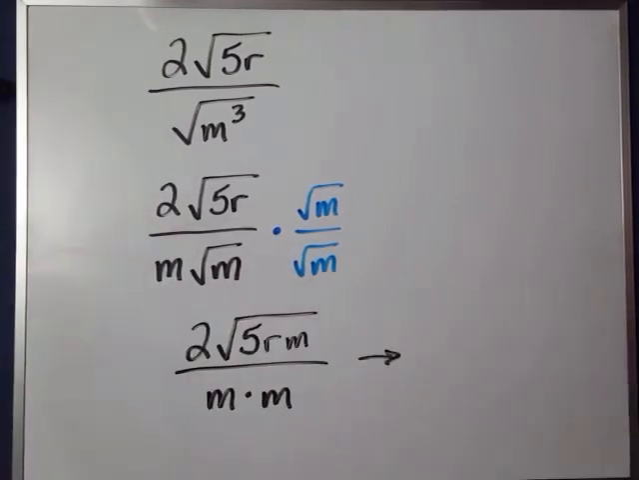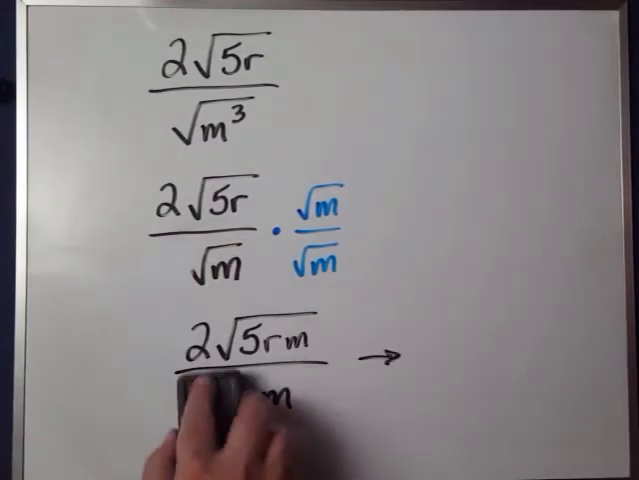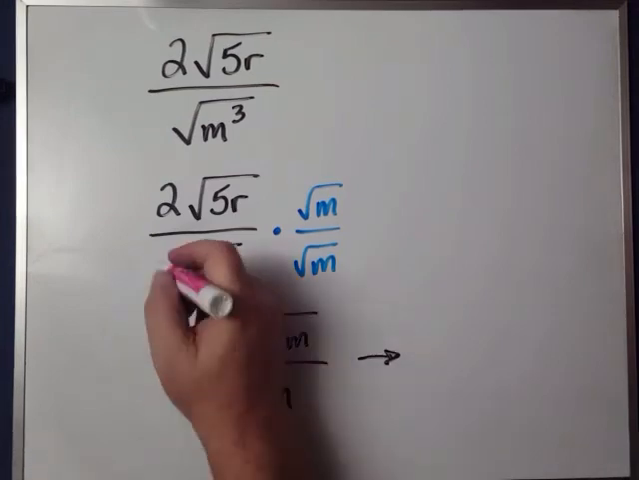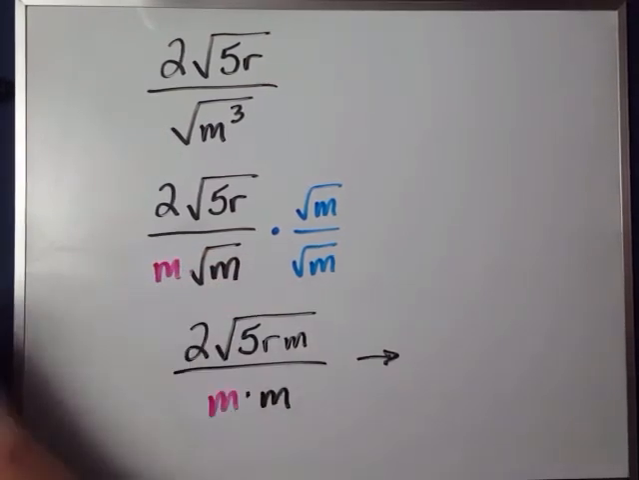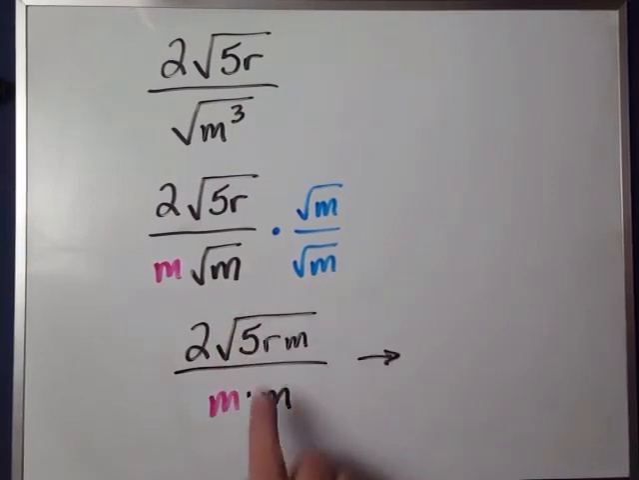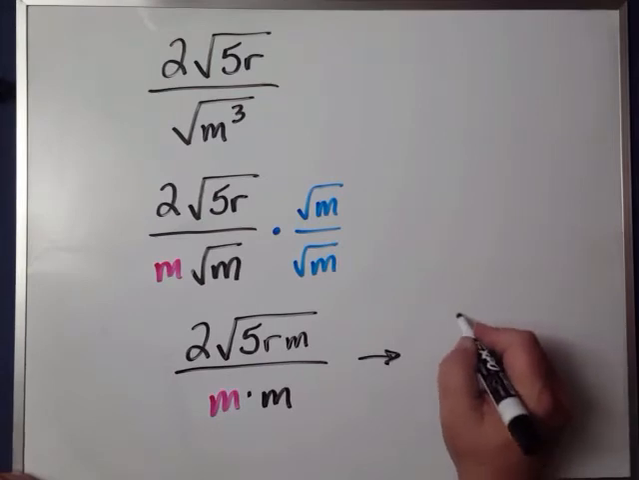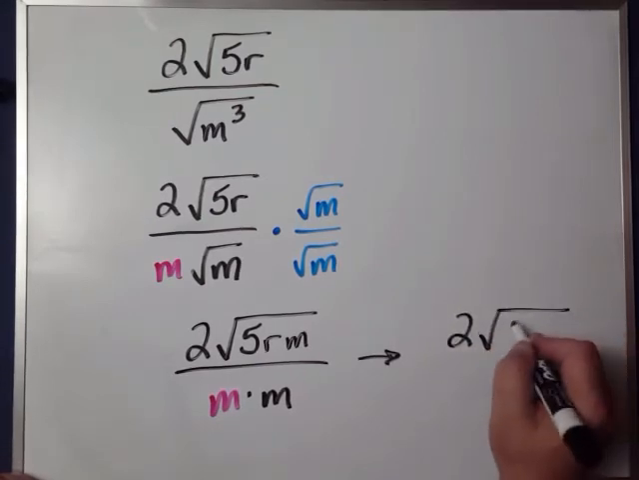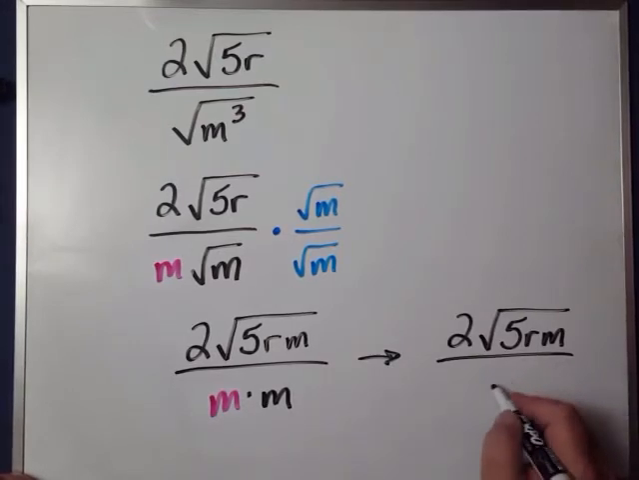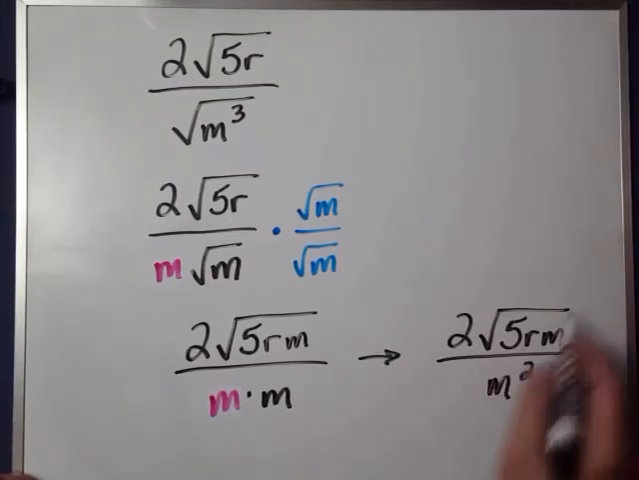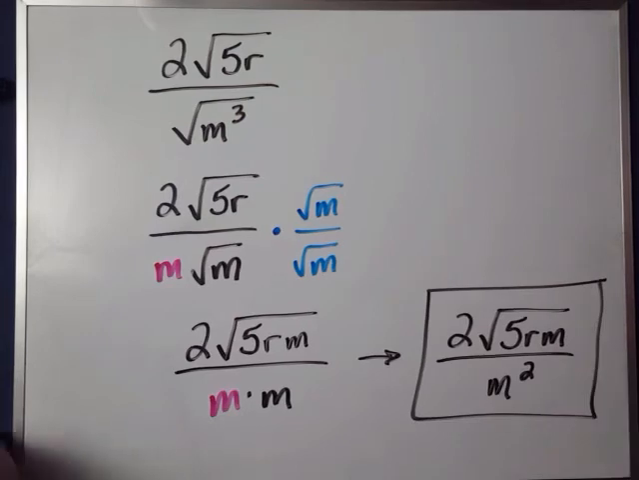Okay? Are you with me on this? This m on the outside just gets copied down. And then this square root of m times itself gives me the other m. And so finishing this off, we have 2 square root of 5rm over m times m is m squared. Not too bad. How'd you do?